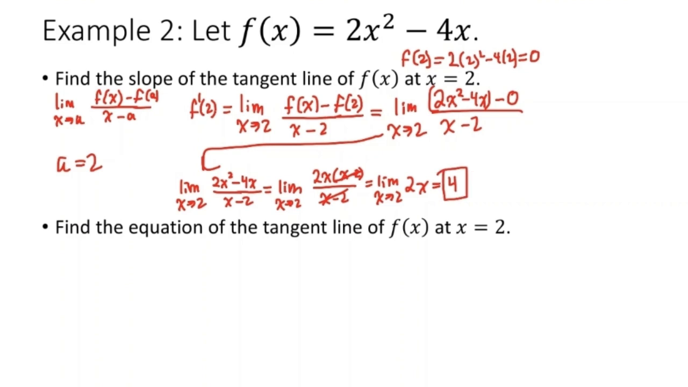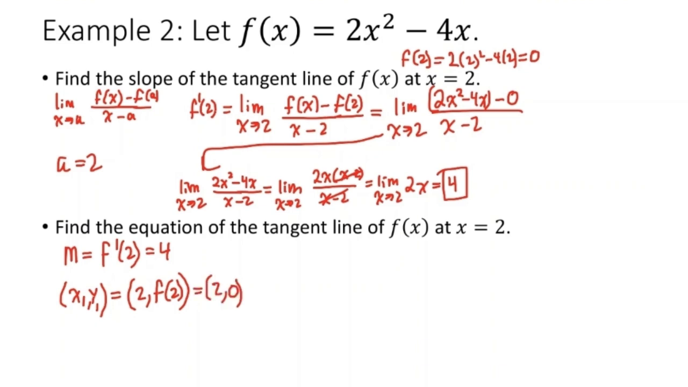Now that we have the slope of our tangent line, we can find the equation of our tangent line. Just like with secant lines, we do want to find our slope, which here would be f prime of 2, which is 4. And we also need a point that our line will pass through. Since our line is the tangent line of f of x at x equals 2, that means our tangent line is going to pass through the point (2, f of 2), which is the point (2, 0).